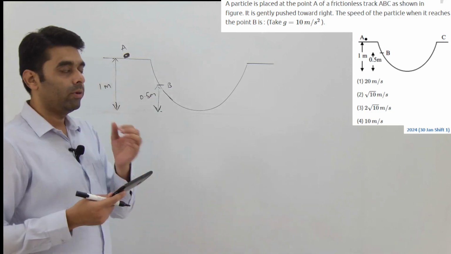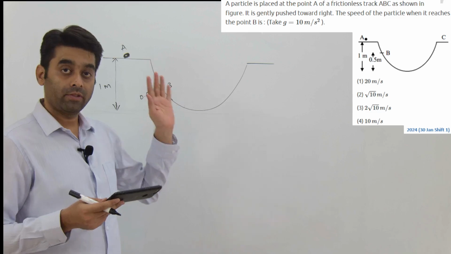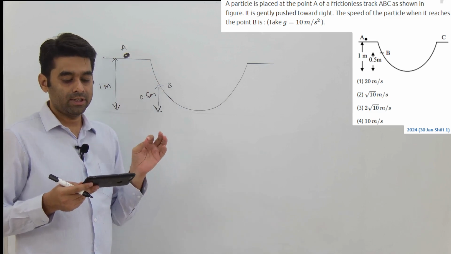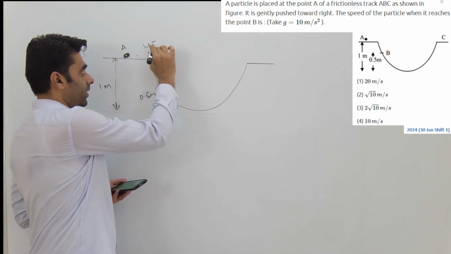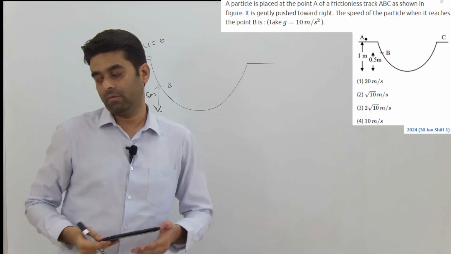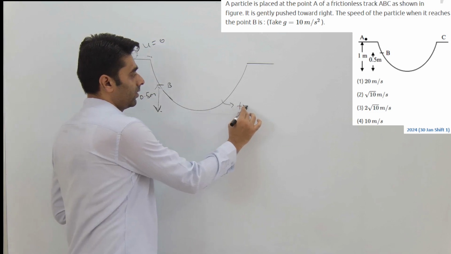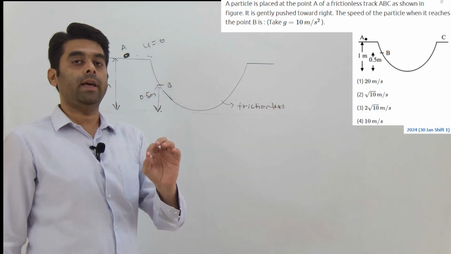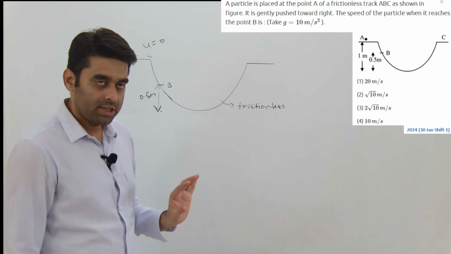The question we have is: a particle is placed at point A of a frictionless track ABC as shown in the figure. If it is gently pushed, that means initial velocity is 0, right? The speed of the particle when it reaches the point B is asked. Now because it is given to us that this is a frictionless curve, that implies no friction is there, no non-conservative force is there. We can apply energy conservation.